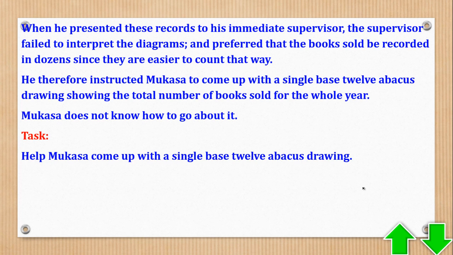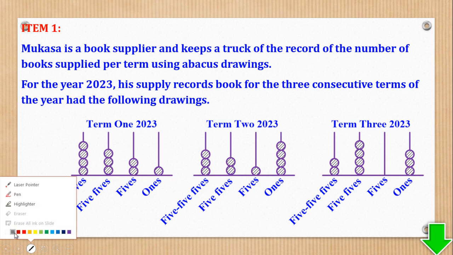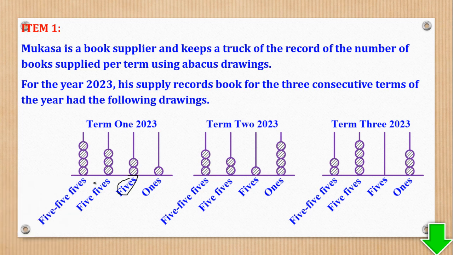First of all, this is under number bases, the very first chapter in Senior 1. So we have to first read this. When you see 5s on the drawings, it means this is now base 5, and this one also base 5. So our work is to first read off these abacus drawings in base 5.